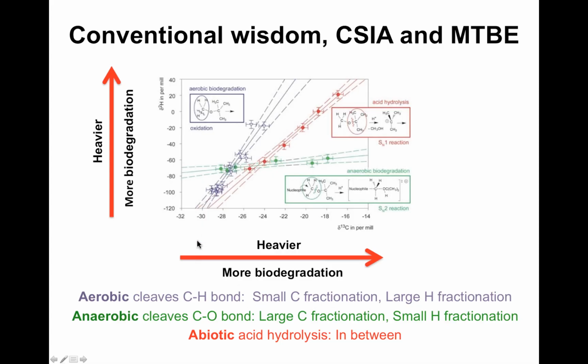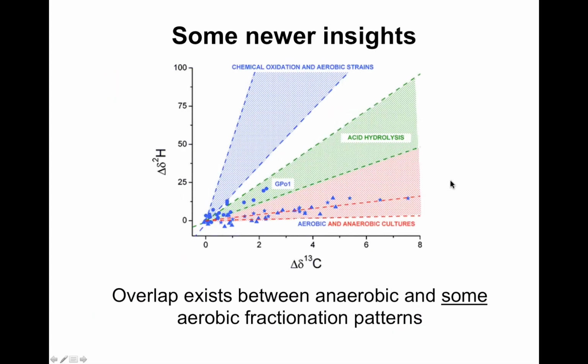When we look at CSIA and MTBE, this is the conventional wisdom at the moment. There are aerobic processes that show both a hydrogen and a carbon isotope effect. So the aerobic process cleaves a carbon-hydrogen bond, which is what we see here. We see a small fractionation for carbon, so as the compound biodegrades along this line, we're seeing a small effect from carbon, but a very large effect on hydrogen. Anaerobic processes cleave a carbon-oxygen bond, and so we see a large carbon fractionation, but a very small hydrogen fractionation. And then the abiotic acid hydrolysis is somewhere in between. Well, this is the conventional wisdom. This is perhaps what the world really looks like.